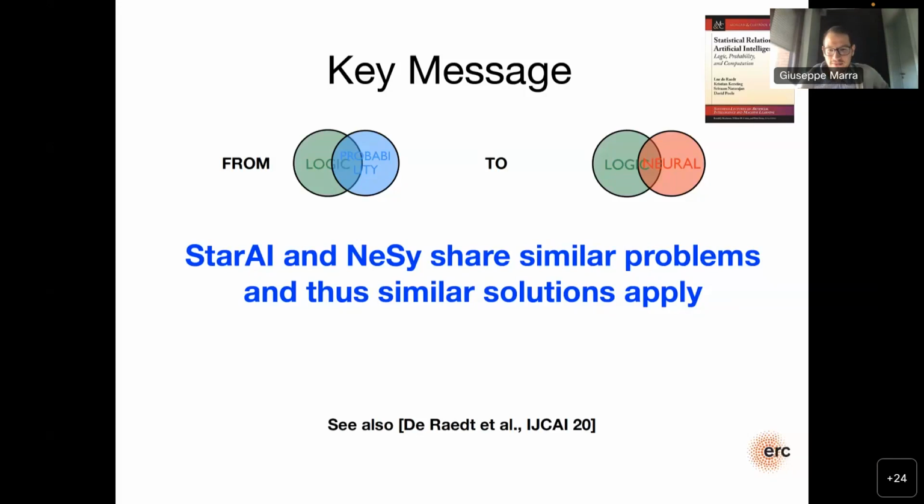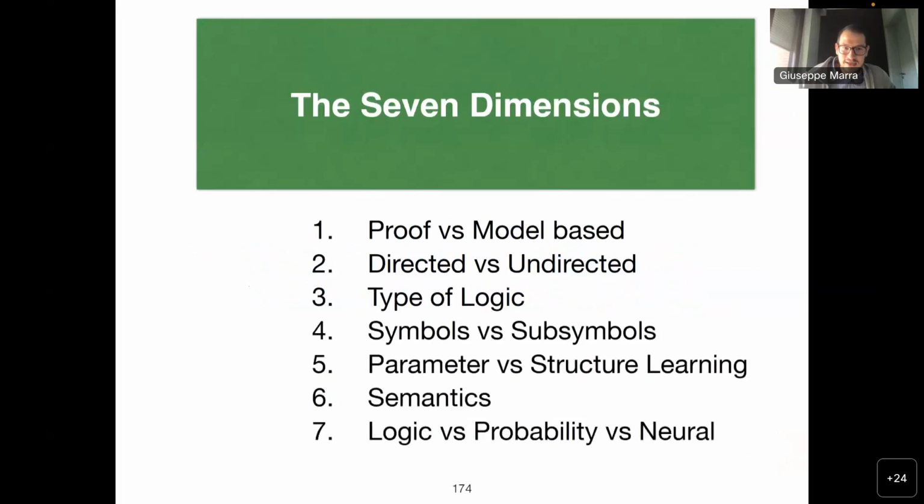So really, the idea behind this project is to bring the two communities together, because both have something to say, but they should work in the same direction. We have done this along seven different dimensions. If you want to go into more detail, I've listed a website where there is a very extensive survey with a lot of examples of all the different models and how these dimensions connect.